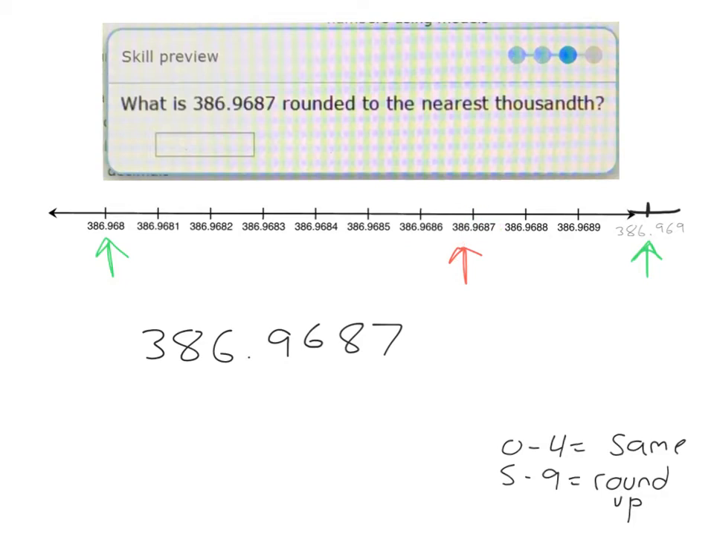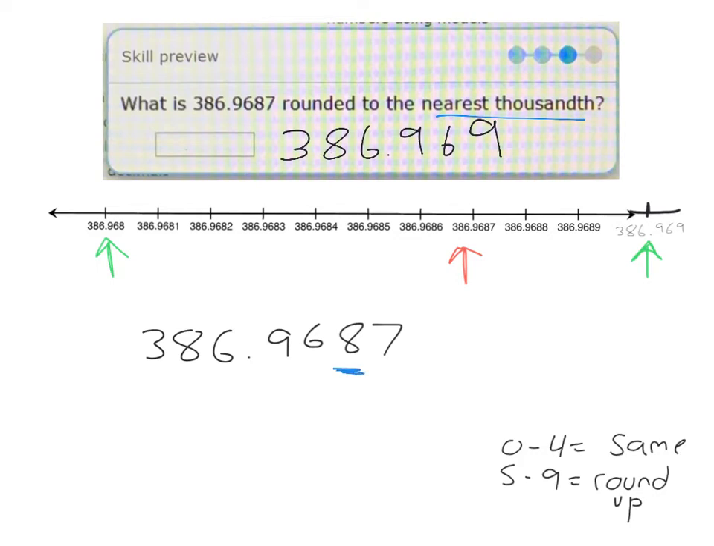Here is obviously our number, 386 and 9,687 10,000ths, and then 8 10,000ths, 9 10,000ths, and then we go up to 69 thousandths. So, having created that number line, again, it's obvious that it's closer to the 9 in the thousandths column. So let's write that in. It's closer to 386 and 969 thousandths.